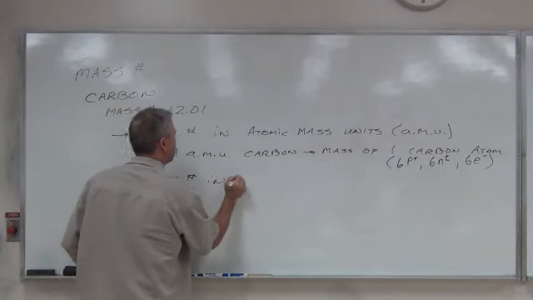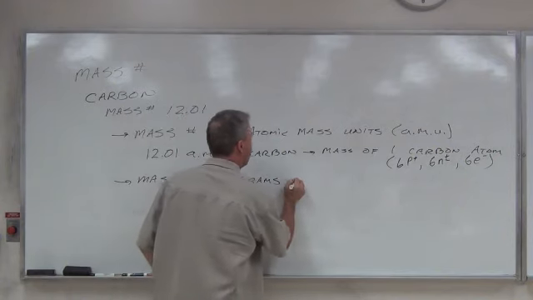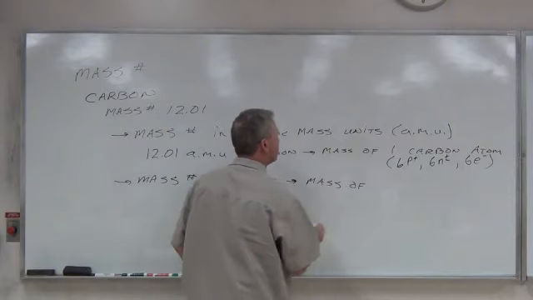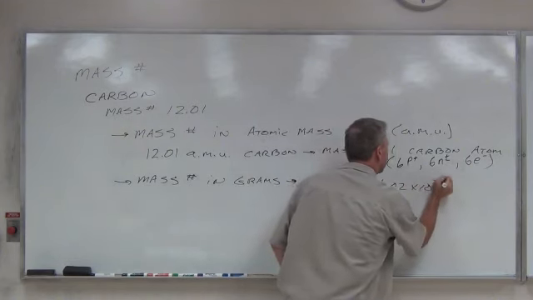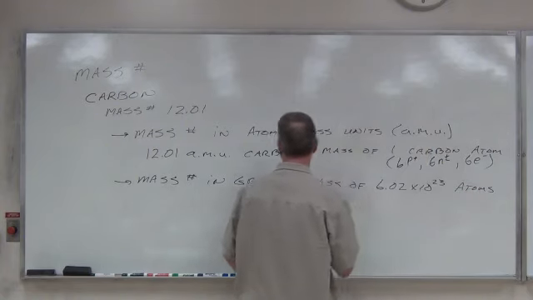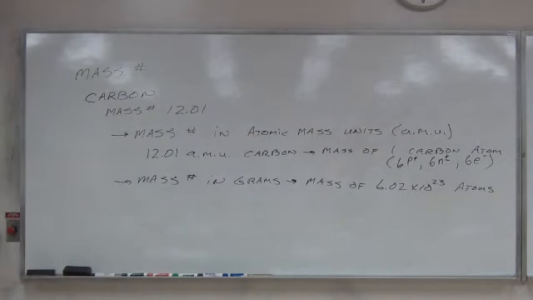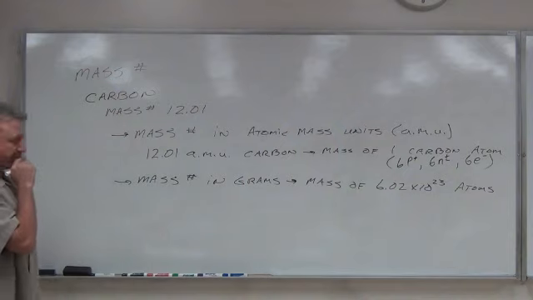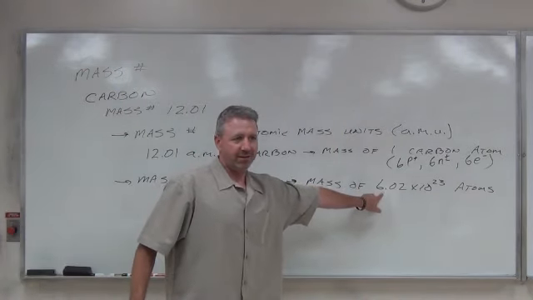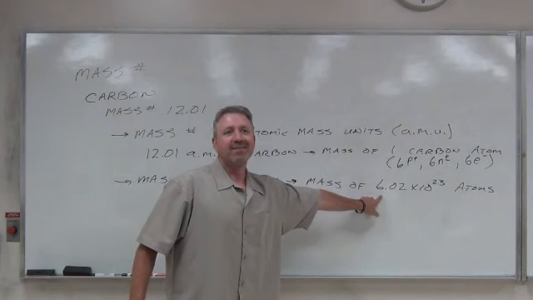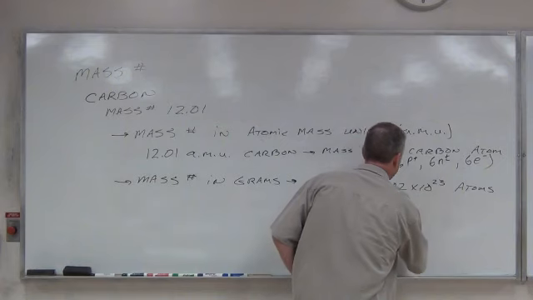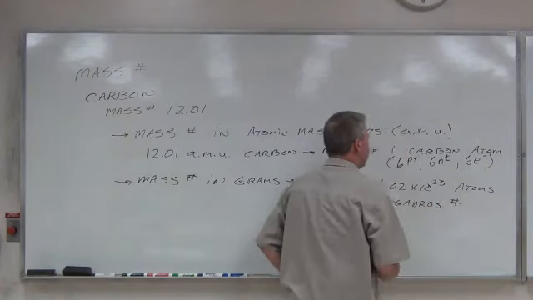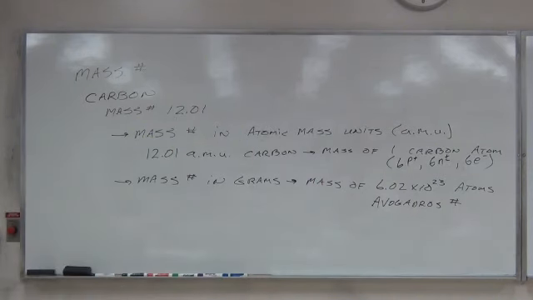Mass numbers in grams, that is the mass of 6.02 times 10 to the 23rd atoms. Anybody ever seen this number before? No? This is called Avogadro's number. This is Avogadro's number, named after Amadeus Avogadro, the guy who discovered it.